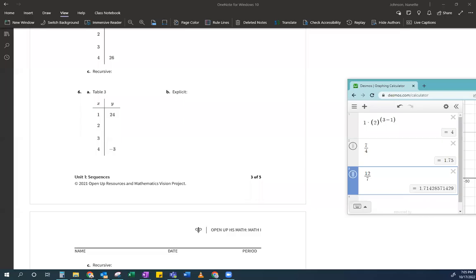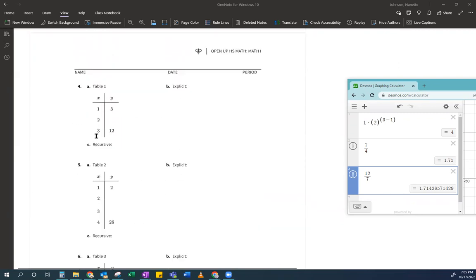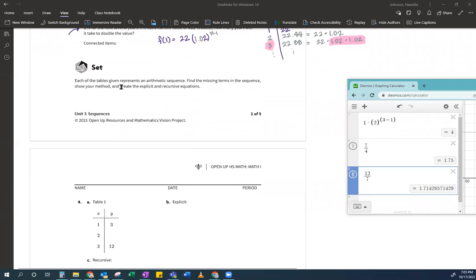Okay, so this video is for number 6 on 1.8. So it says at the very top here, sorry, I should read directions first. It says each of the tables represents an arithmetic sequence. They told you off the bat, it's arithmetic.